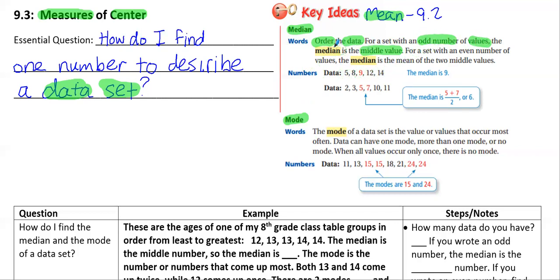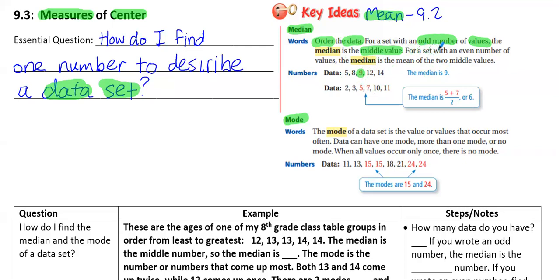Is this data set ordered from least to greatest? Yes. And so what we need is the value that is in the middle. And the value in the middle is 9. You see how there are 2 values to the left of it and 2 values to the right of it? So the median is 9. It may or may not be the same number as the mean. We don't know. But the median is the number that's in the middle.